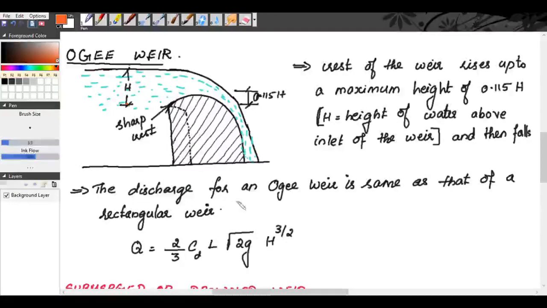So the discharge for an ogee weir is the same as that of a rectangular weir. So the discharge for an ogee weir is Q equal to 2 by 3 CD L into root of 2G H raised to 3 by 2, similar to that of rectangular weir.